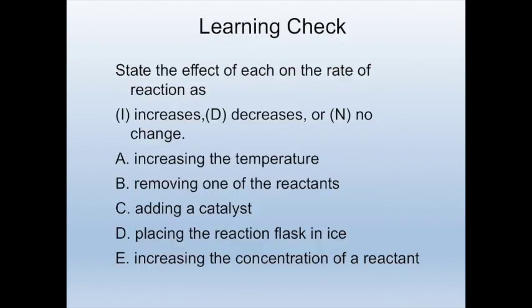So we're going to do a quick learning check. State the effect of each on the rate of reaction. So increasing the temperature will increase the reaction rate. If you remove a reactant, this will decrease the reaction rate because it decreases the concentration. If you add a catalyst, this will increase the rate of reaction. If you place the reaction flask in ice, this will lower the temperature, which will decrease the rate. And if you increase the concentration of one of the reactants, you will increase the rate because you will increase the number of collisions.